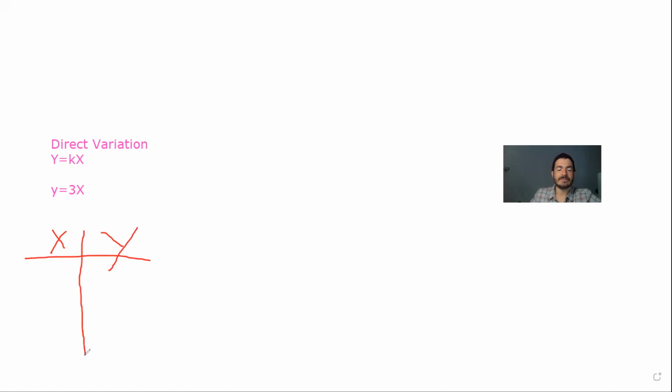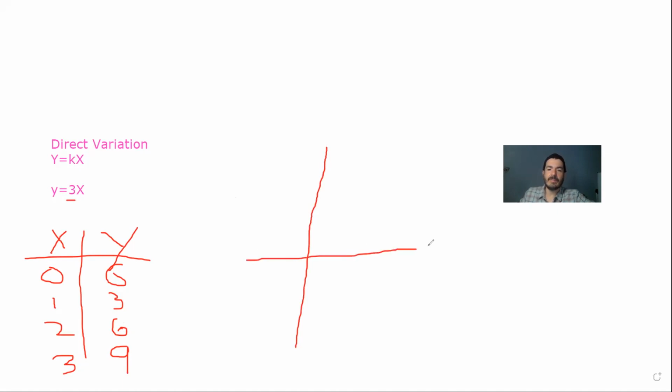So for instance, in the case of y is equal to 3x, I can plot this very clearly. When x is 0, y is 0. When x is 1, y is 3. When x is 2, y is 6. When x is 3, y is 9. There's a constant number that's multiplying the independent variable to get the dependent variable. In this case, it's 3. That's all it is.